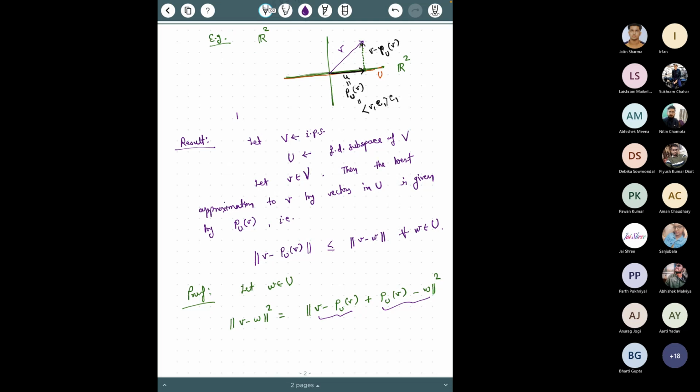Now, what is this vector v minus P_U of v? It is this vector here. If you look at this example, it is this vector. So this vector is actually orthogonal to U. If I take the difference of v and the orthogonal projection of v on U, that means v minus P_U of v, this is a vector which is orthogonal to U. That means it is orthogonal to every vector in U. So this vector v minus P_U v is orthogonal to the subspace U.